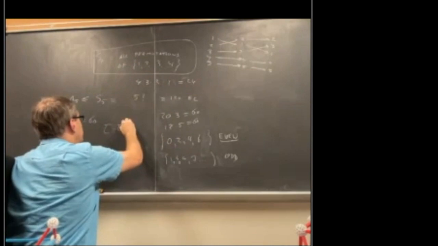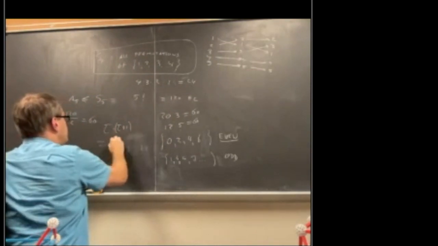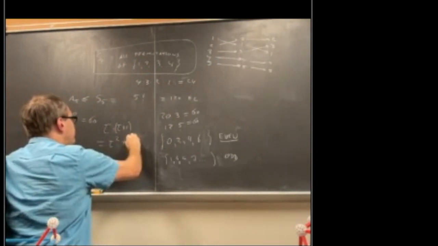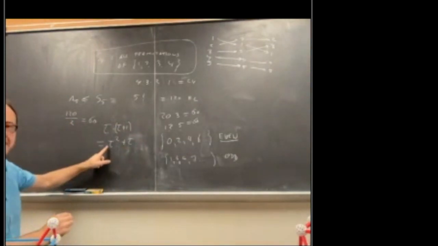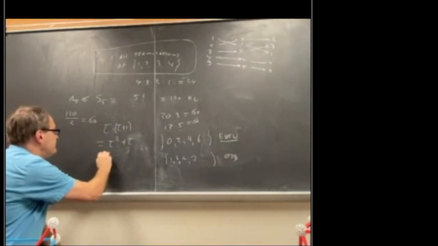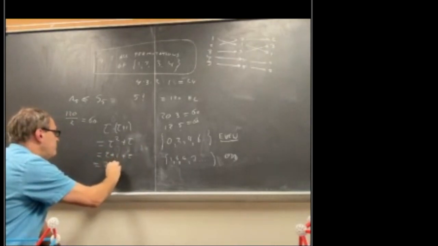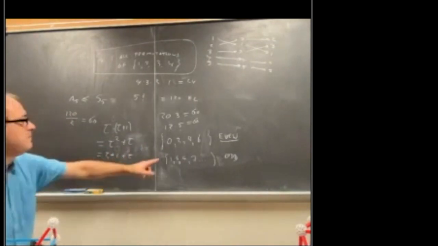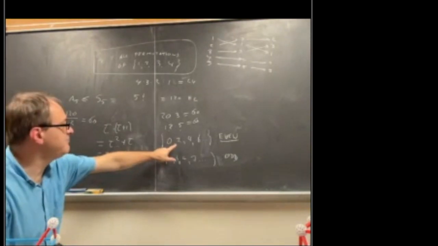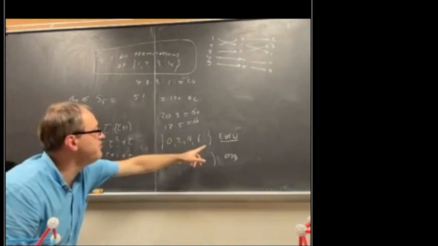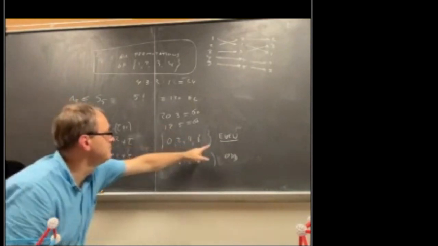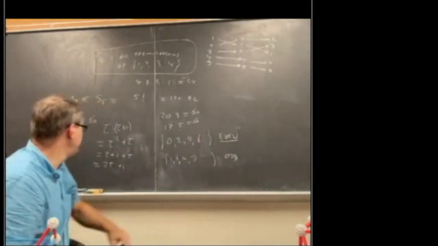Tau times tau plus 1, that's tau squared plus tau. But tau squared is the same as tau plus 1. So this is tau plus 1 plus tau, so this is 2 tau plus 1. But when you're working with labels, you're working modulo 2. So all the evens count as the same, and all the odds count as the same.